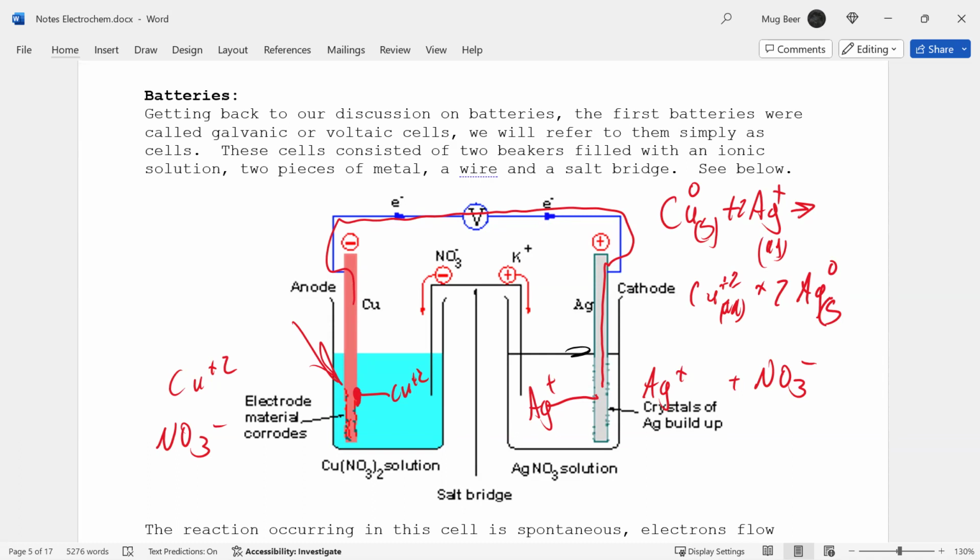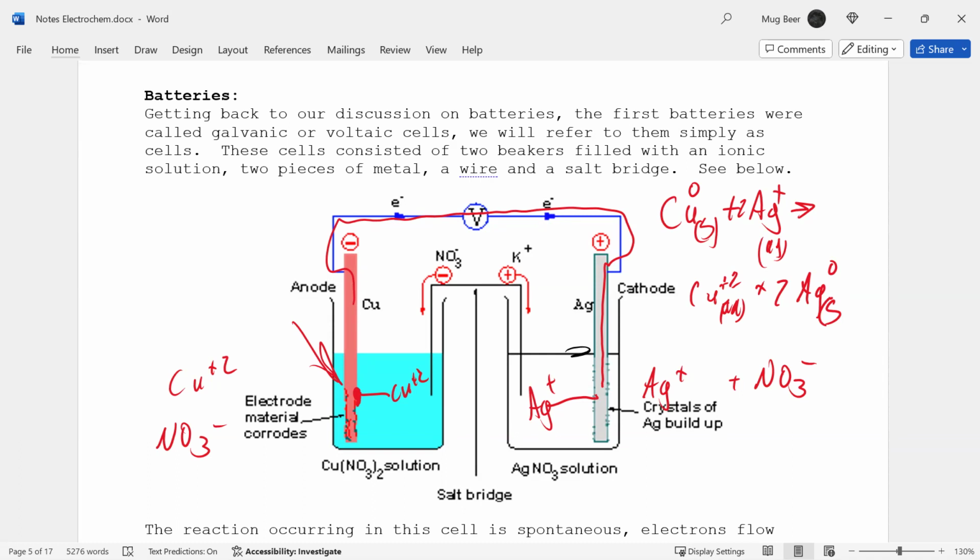So the problem with this setup is I'm sending negative charges from the left side to the right side, which means the blue beaker would become positively charged because I'm sending +2 coppers in. And I'm sending electrons over to the other beaker, and I'm pulling out those silver pluses. So then the right side would become negatively charged.